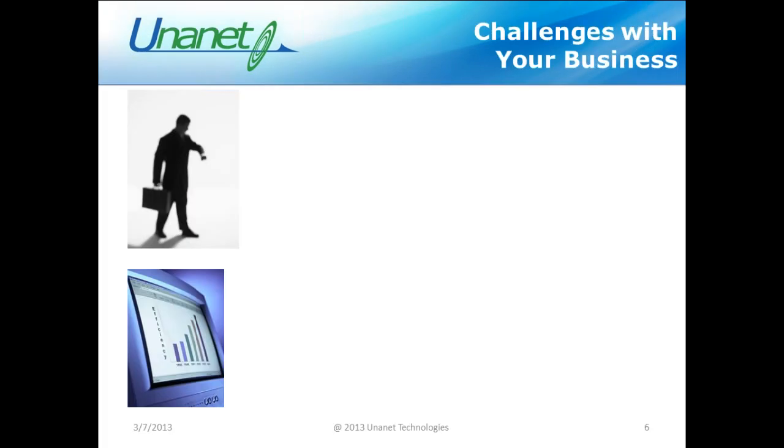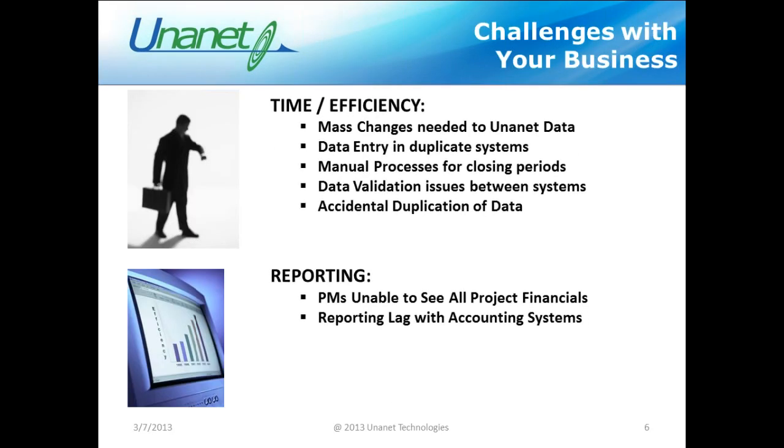So let's start out with the challenges to your business. What we hear the most often is there's a challenge with time and efficiency or with reporting. Now keep in mind, these challenges can be with a time-only license, an expense-only license, or all the way up to our portfolio license. What people tell us is that they're not sure how to make mass changes using Unanet data. So if they need to change labor category for 100 people, how can they do that quickly without going into each individual person, for example?